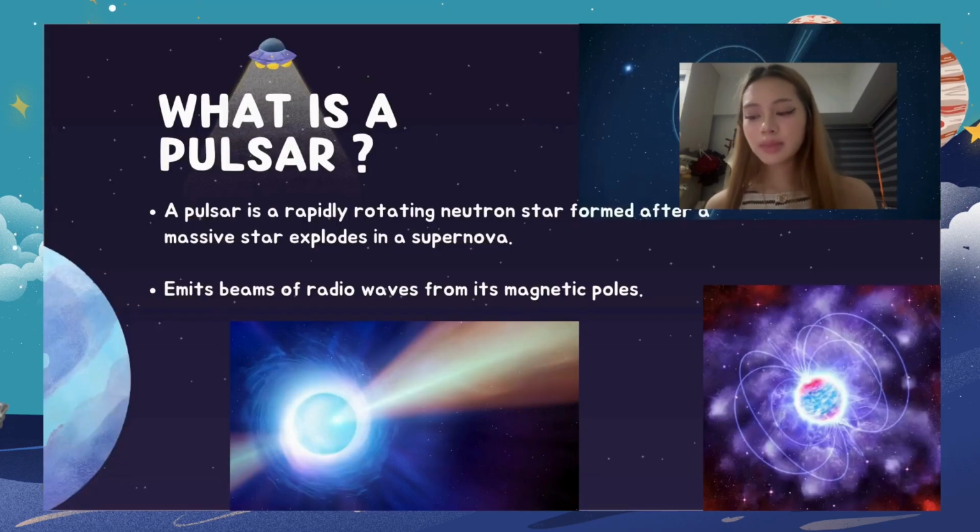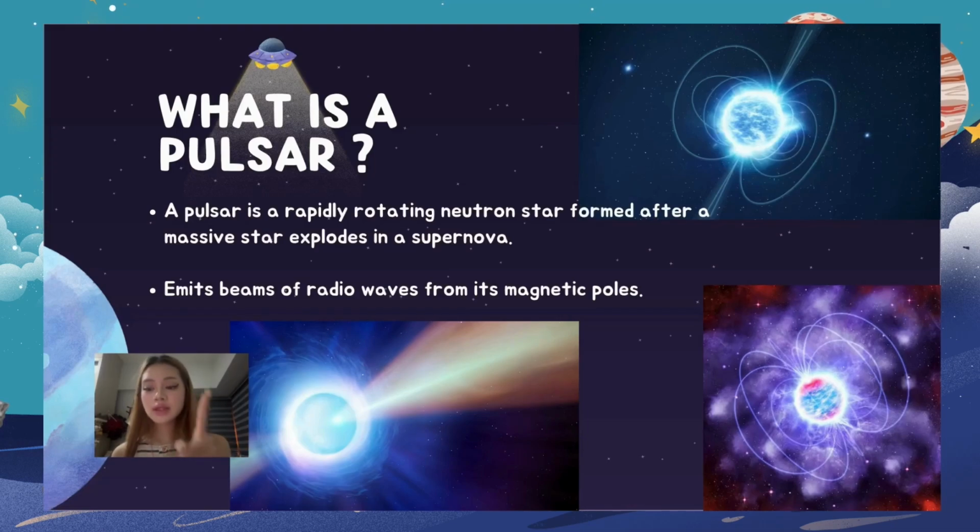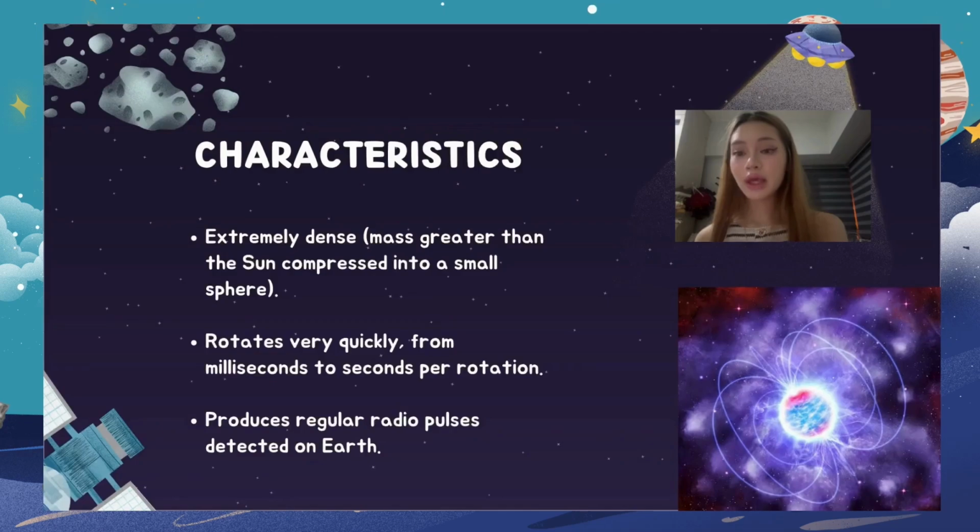So, what is a pulsar? A pulsar is a rapidly rotating neutron star formed after a massive star explodes in a supernova. It emits beams of radio waves from its magnetic poles. As you can see in the slides right now, these are examples of a pulsar. Very pretty. Now, I will talk about the characteristics of it.